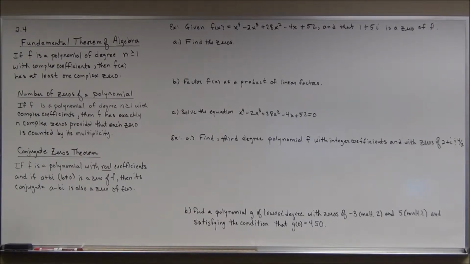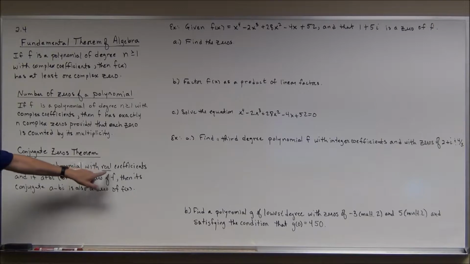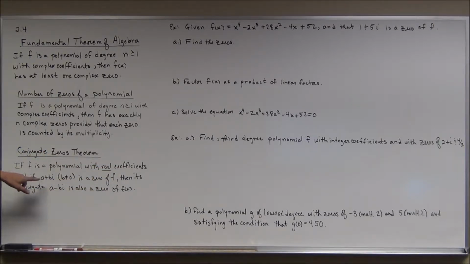And something that's kind of nice with respect to imaginary zeros is the conjugate zero theorem. It says f is a polynomial, but this time with real coefficients. And if a plus bi, b not equal to 0, so an imaginary number, is a zero of f, then so is its conjugate, a minus bi, also a zero of f of x. So that tells me, that's kind of nice, because if I know 3 plus 4i is a zero, then 3 minus 4i also has to be a zero.